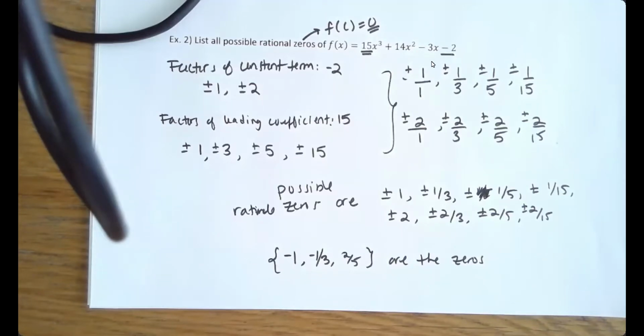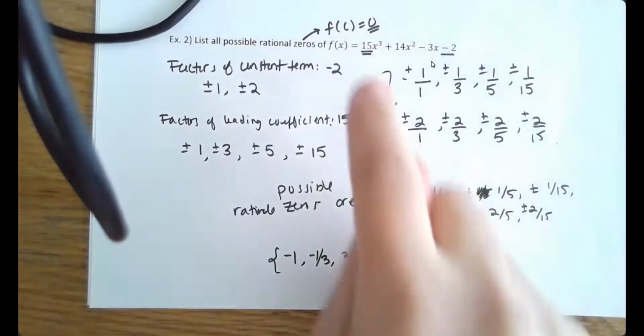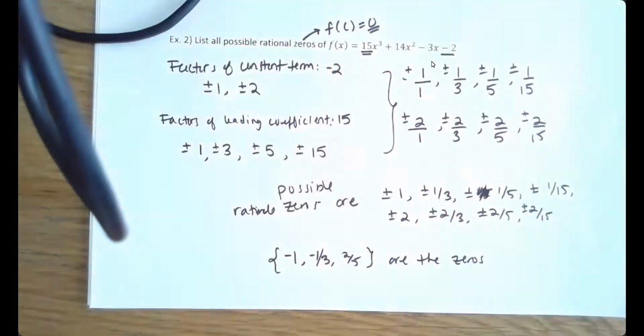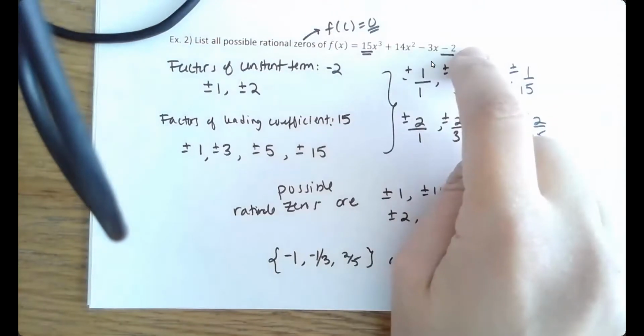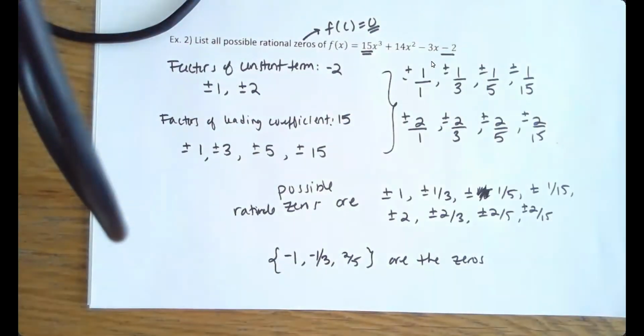The other thing you could do is trial and error. So you could take all these values and plug them into the function and see which ones give you that 0 when you plug it in. So for instance, if you plug in -1, you're going to get 0 as your answer, so you know it works. Whereas if you plug in 2, you're not going to get 0 and you know it doesn't work.